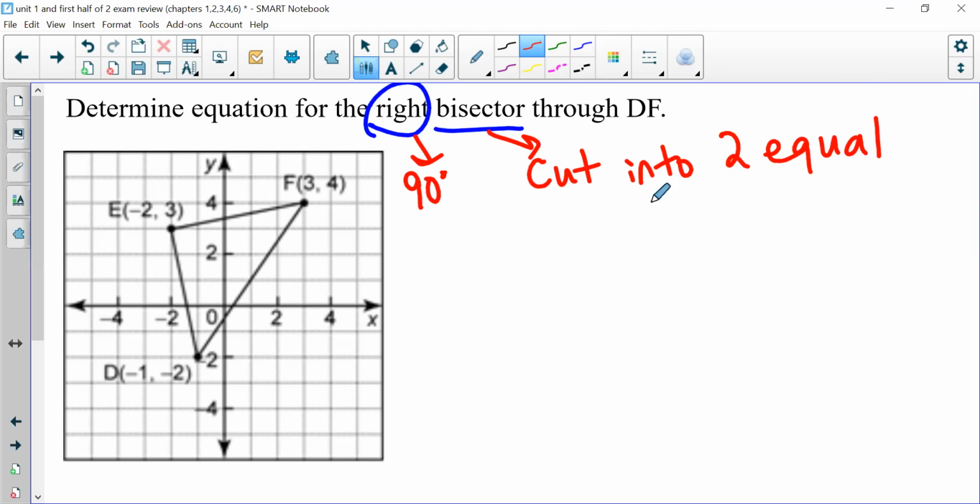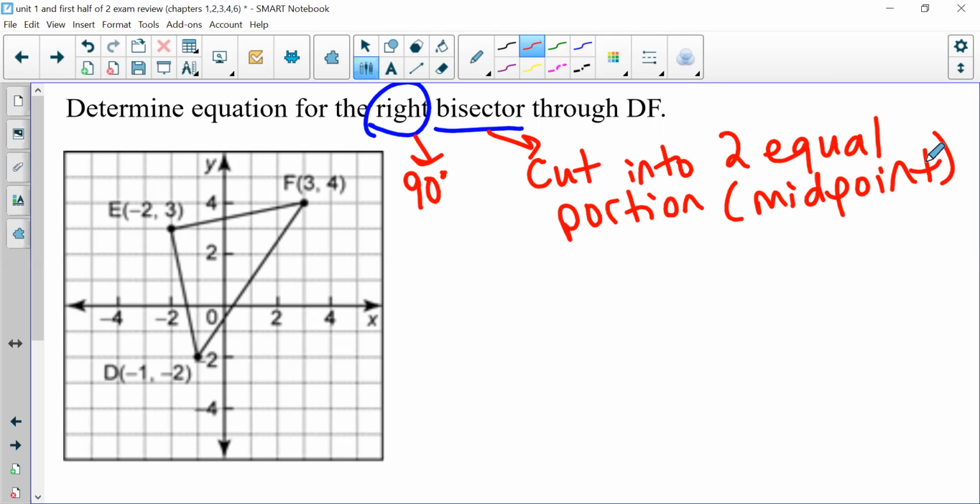So it cuts it into 2 equal portions, or for us, that means it's going to go through the midpoint. So it's going to go through the line at a 90-degree angle, and it's going to cut the line into 2 equal portions. This is all we actually need to know when we think about a right bisector. It's telling me to look at DF. So that's actually this line right here.